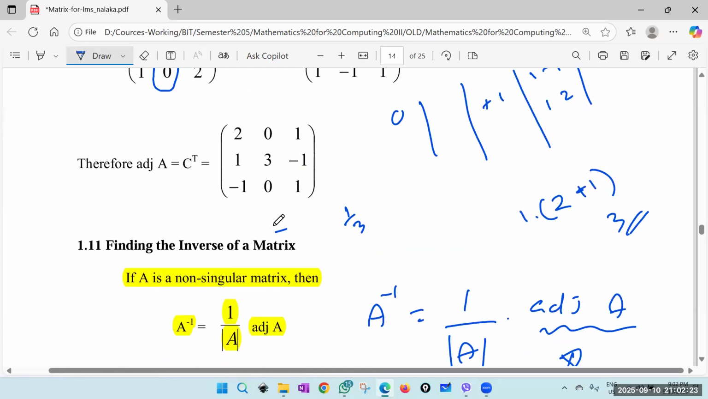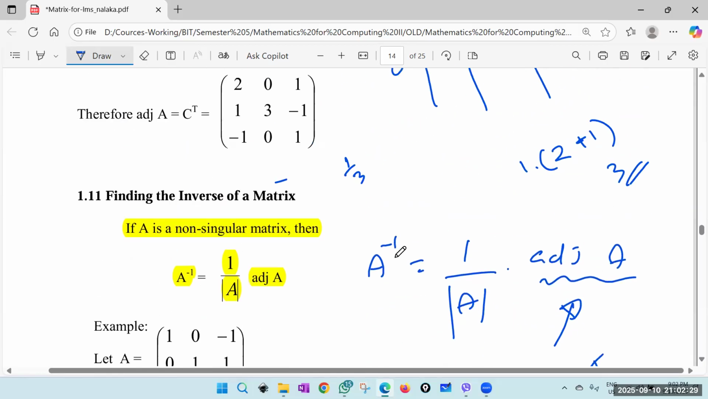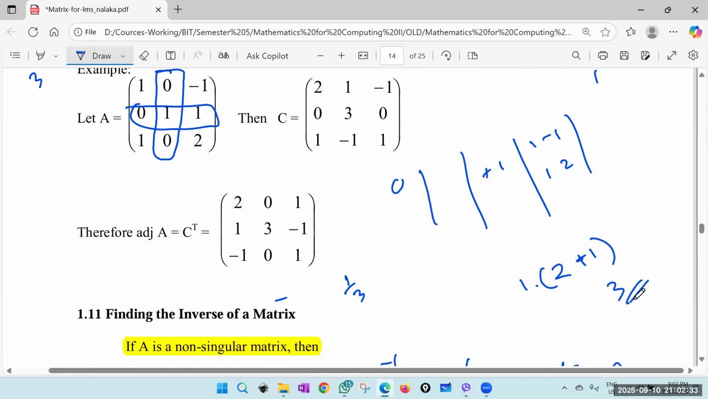2 0 1 matrix, right? Simple as that. But in case you get your determinant as 0, in this case we got a determinant as 3. If you get determinant as 0, then it has no inverse. So therefore, first thing is find the determinant, because if the determinant is 0, no point wasting your time finding the adjoint matrix. Simply you can say it's a singular matrix, right?